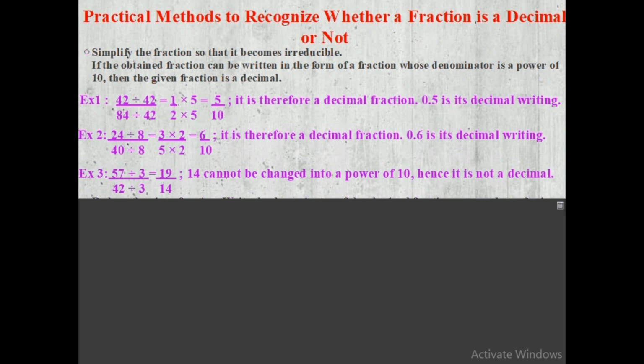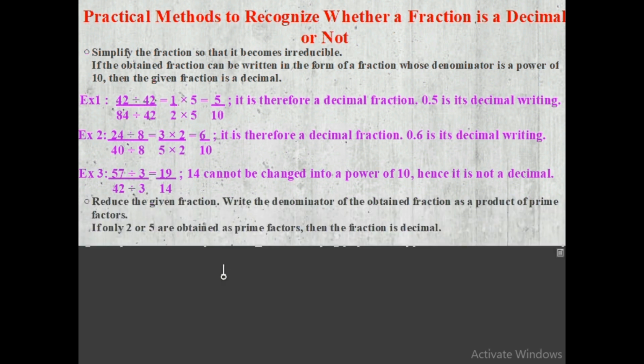In the second example, the irreducible fraction of 24 over 40 is 3 over 5. 3 over 5 is equal to 6 over 10. It is therefore a decimal fraction. But in the last example, the irreducible fraction of 57 over 42 is 19 over 14. 14 cannot be changed into a power of 10. Hence, it is not a decimal.